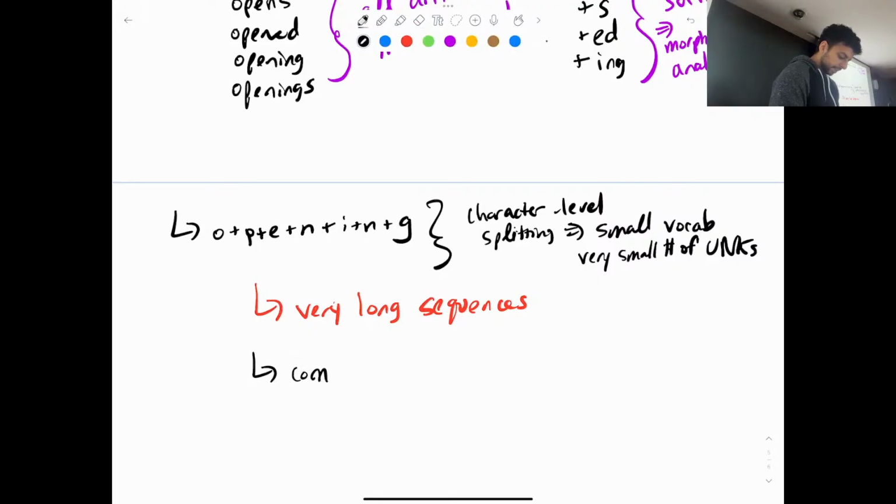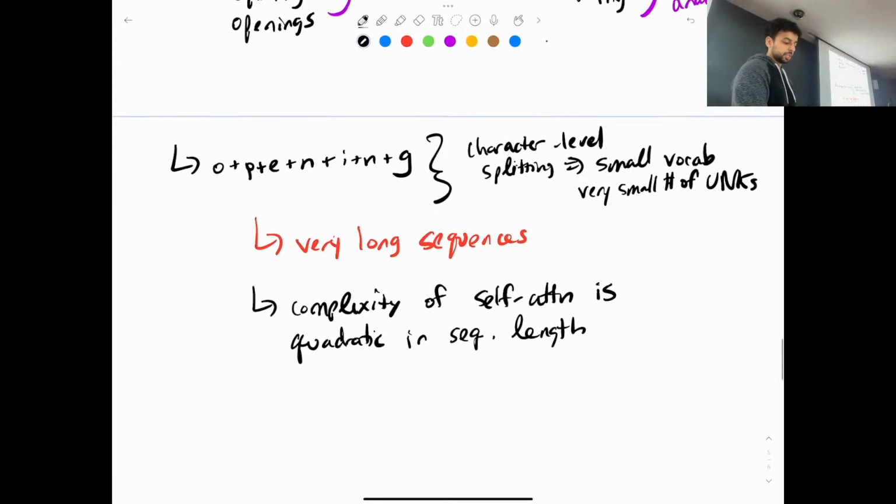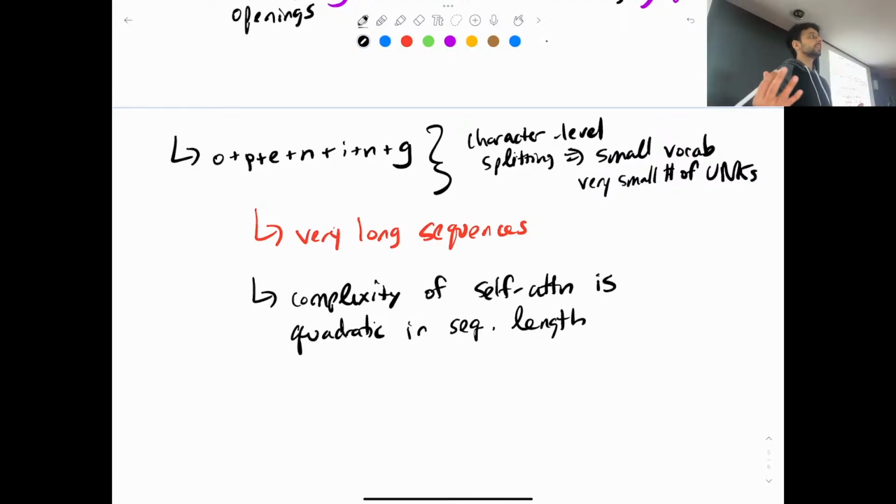The complexity of self-attention is quadratic in the sequence length. And we can easily see this from just writing out how the attention is computed, right?